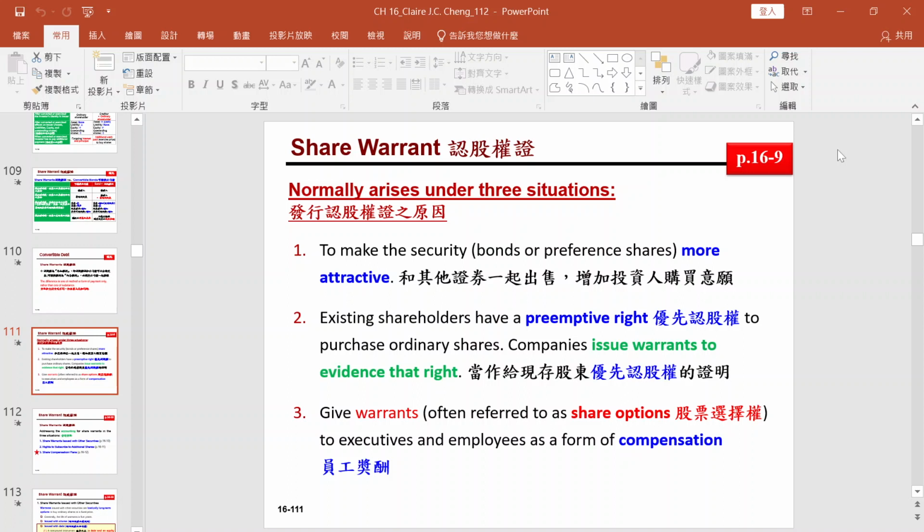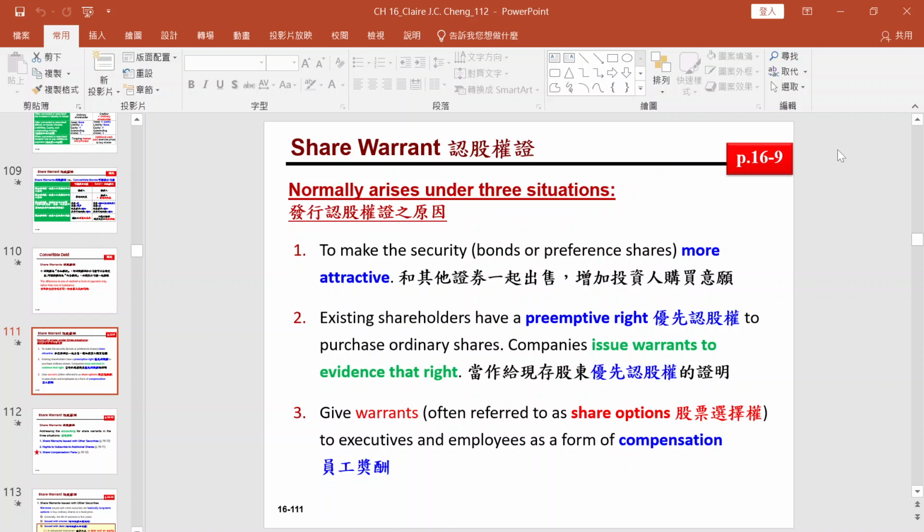First reason is what? More attractive. When you want to sell bonds, sell preference shares, you want to make your financial products more attractive. So make investors more interested in buying your financial products. That's the first reason your company decides to sell bonds, preference shares with share warrants. 认股权证 give investors more options. Okay, so that's the first reason.